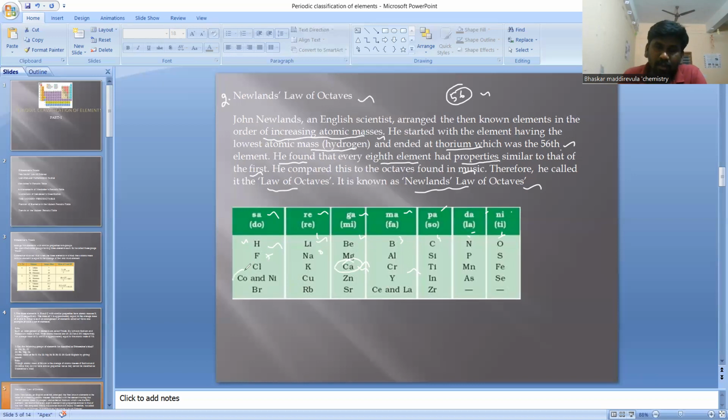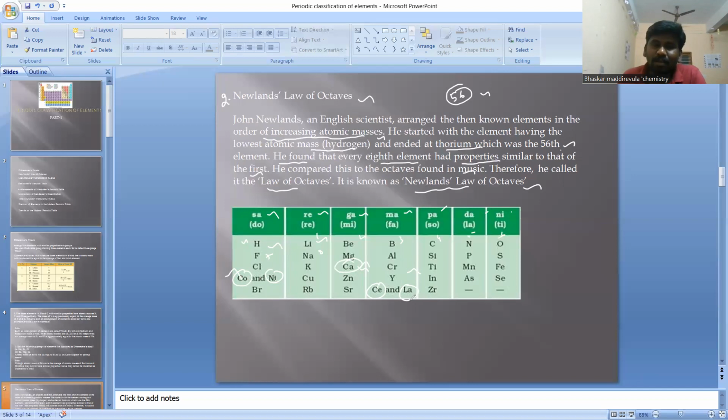Second limitation, you can see here. In order to keep the elements with similar properties in the same group, he kept two elements in the same slot. See here, cobalt and nickel he kept in the same slot, and cerium and lanthanum he kept in the same group. That is drawback number 2.